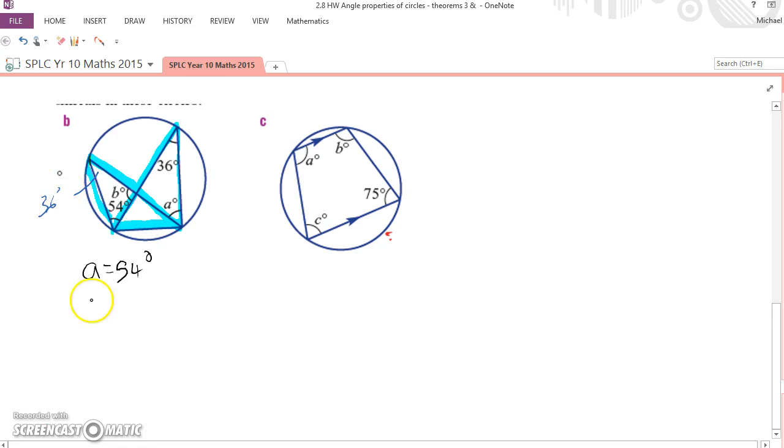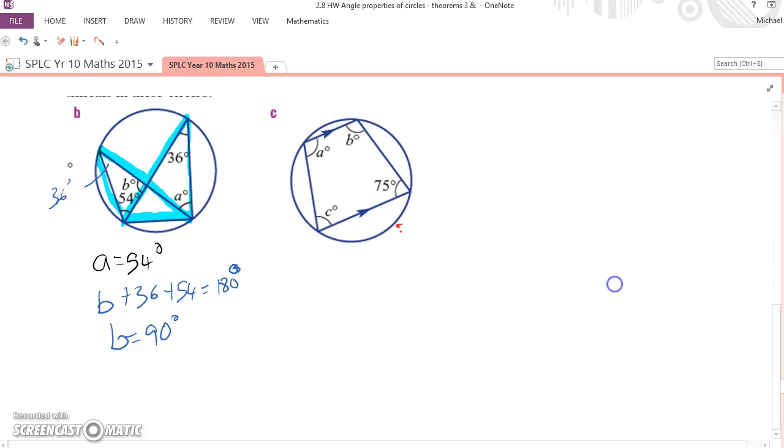So how am I going to get B? B plus 36 plus 54 equals 180. B equals 90 degrees. Pretty straightforward again. These are the problem solving ones. Who thought maths was going to be so easy?